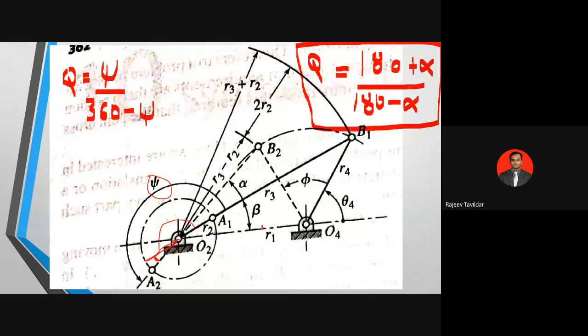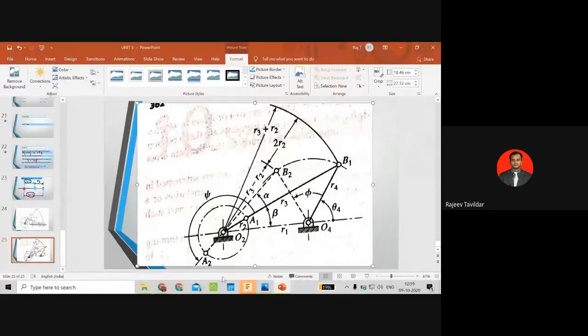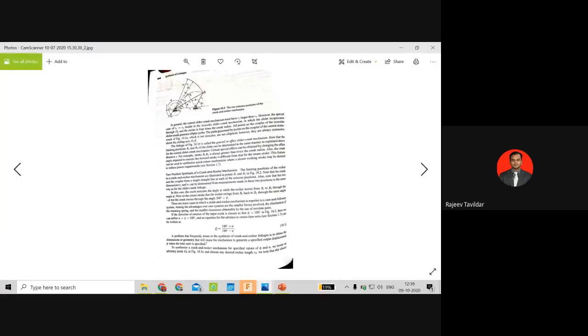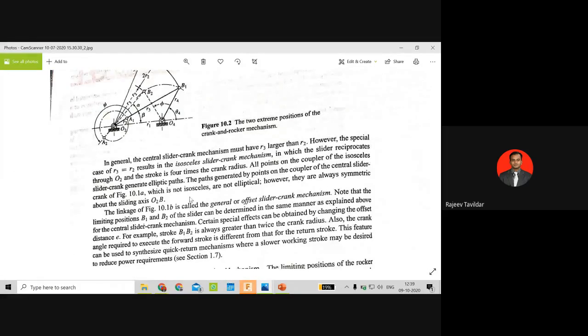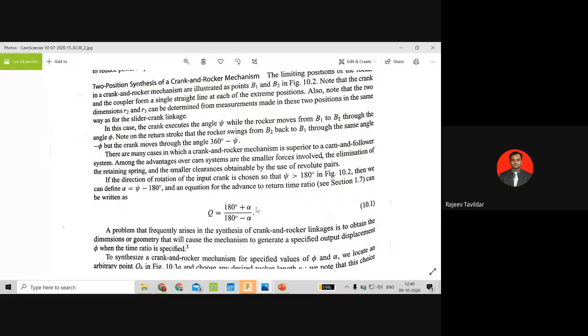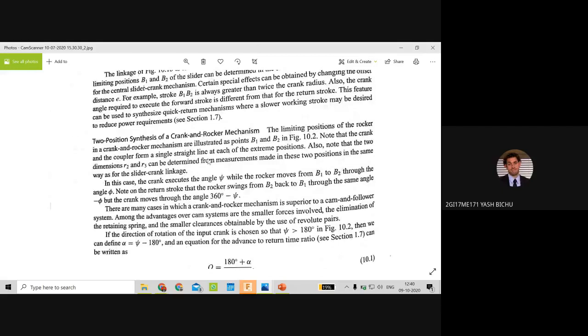Okay, I hope all of you have the textbook with you. If not, I'll be sharing this page. So whatever diagram is there, the same diagram is shown over here, and they have given the explanation of whatever I said just now. The same explanation is given, that is for two position synthesis of crank rocker. So this is where we have stopped now. Q is equal to 180 plus alpha upon 180 minus alpha. So if anyone does not have the textbook, I shall share this particular page. Yes, please share, sir.